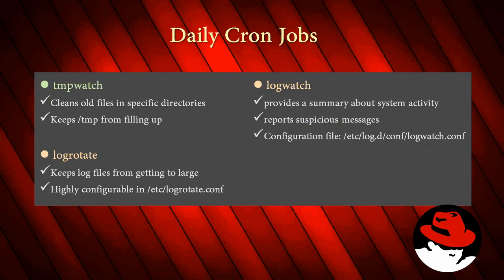There are daily cron jobs that execute on your system on a daily basis. When you use your system, tmpwatch is used to clean old files in specific directories. It keeps the temporary directory from filling up, which stores the temporary files you have to delete. If you are using a Windows system, the %tmp variable is used to allocate the temporary file, and you are required to delete those files over a period of time. Similarly, tmpwatch is an implementation on RHEL.